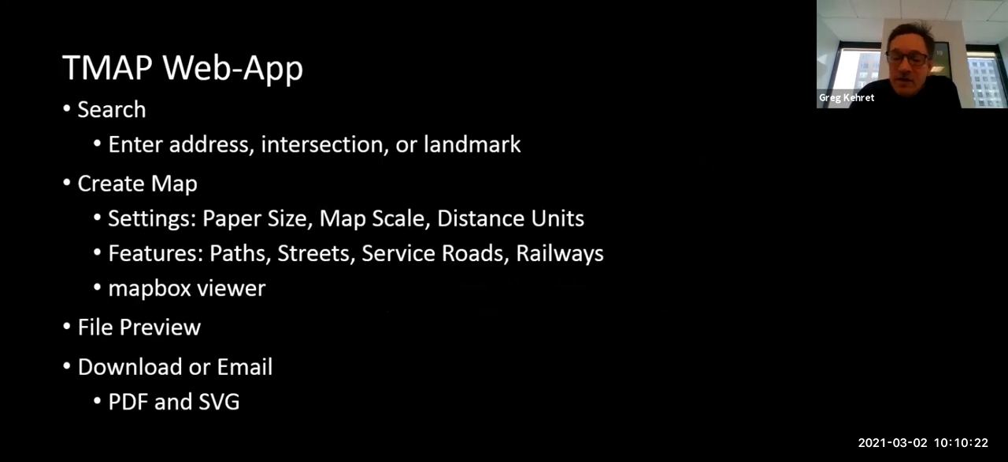So a quick overview, I'm gonna do a live demo of this thing, but just so you know what to look for. The Tmap web app, when we get there, the main attribute is a search bar. You can enter an address, a street address, you can enter an intersection, you can even type in a landmark.